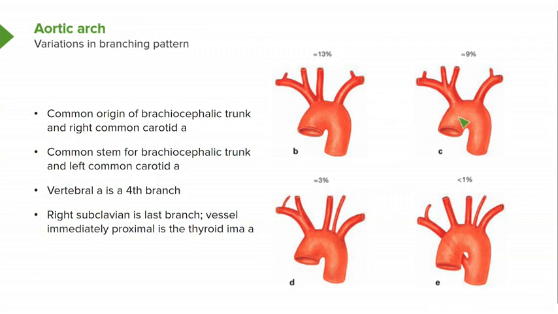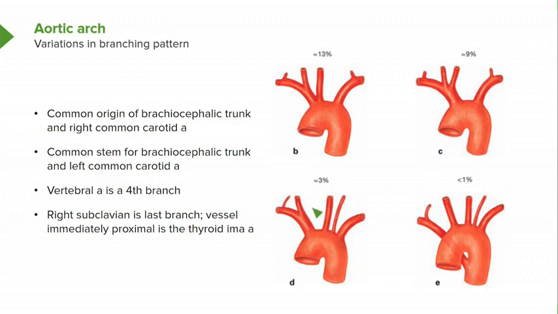Panel C shows yet another type of variation in the branching pattern. Here there's a common stem, and this common stem will give rise to your right subclavian, your right common carotid, and then this happens to be your left common carotid. And lastly, we would have the left subclavian artery branching off the arch. This occurs in about 9% of the population.